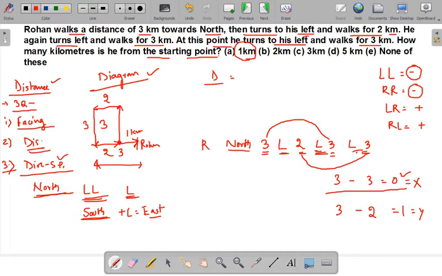And now distance d is equal to the square root of x square plus y square. Now x is 0, so the square root of 0 square plus 1 square. You can cancel this square and this root. Answer is 1 meter.